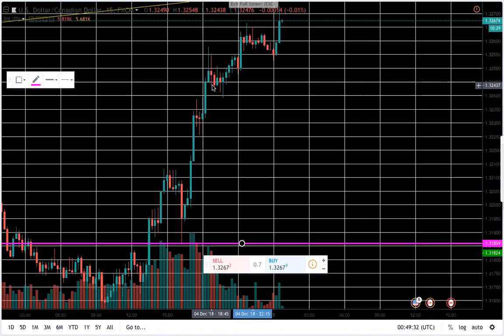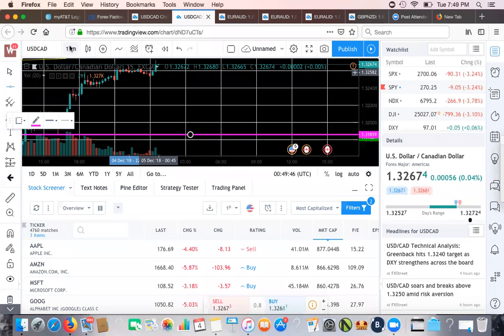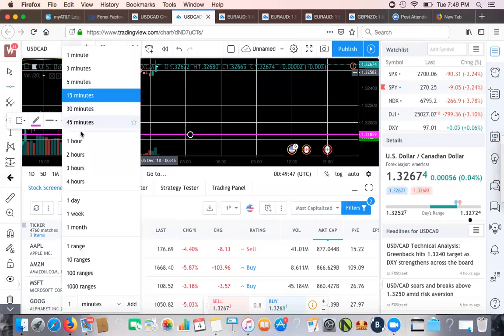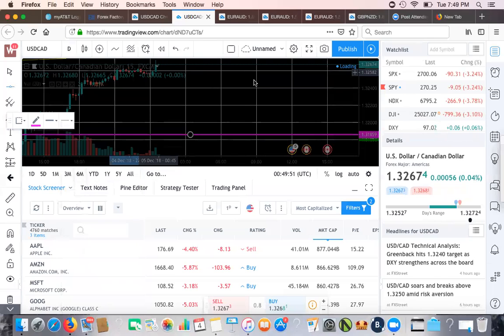Start going up. So you see that level, and there are always levels of support and resistance, and they're called ceilings and floors. So this is a floor. What a ceiling would be is if you go on the 4 hour or the daily, you go on the daily for long trades.